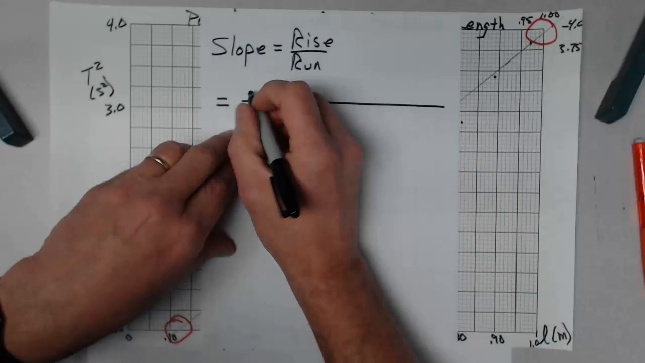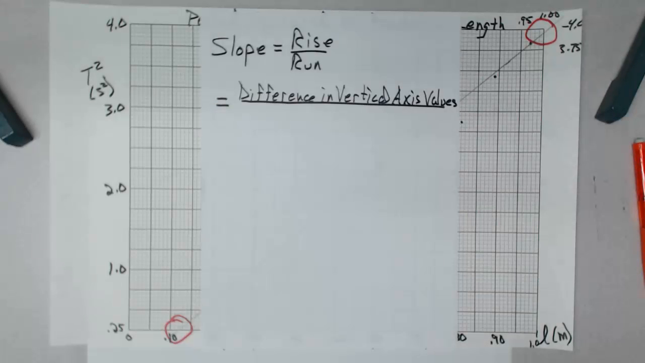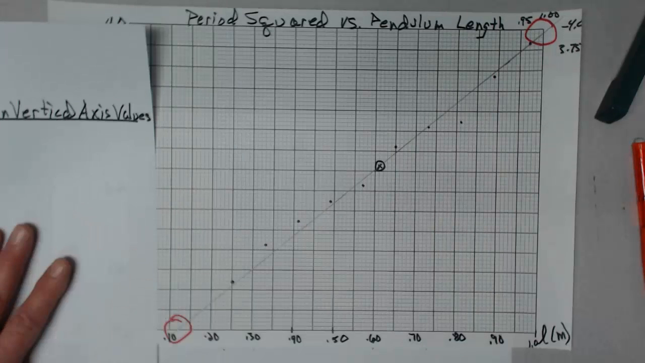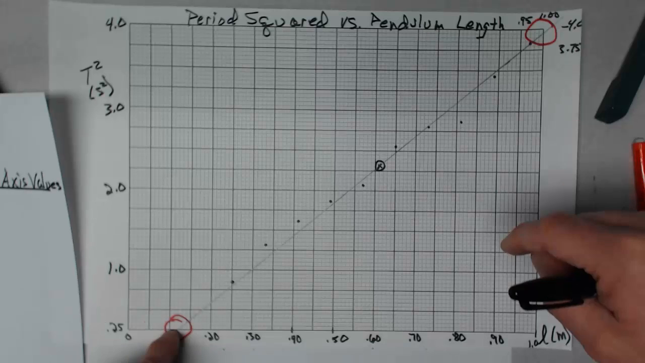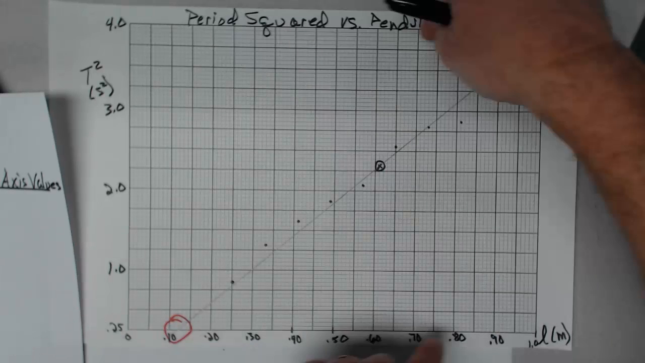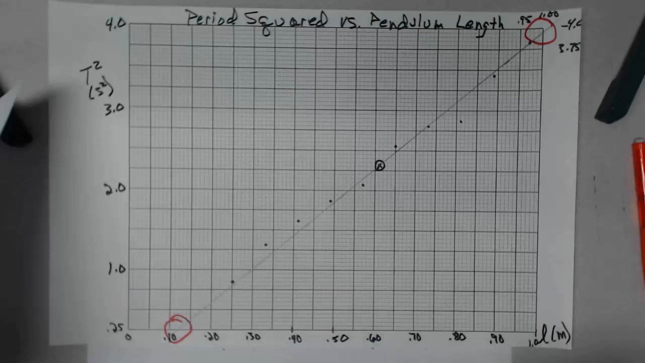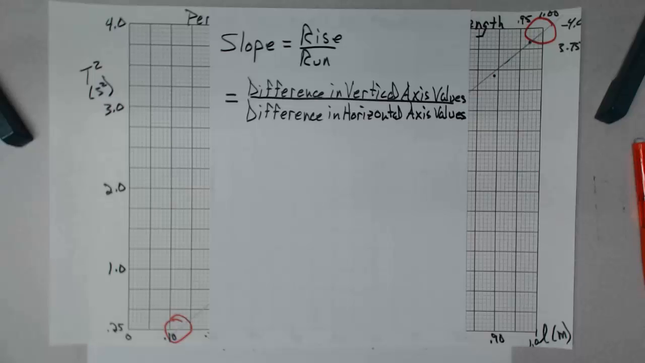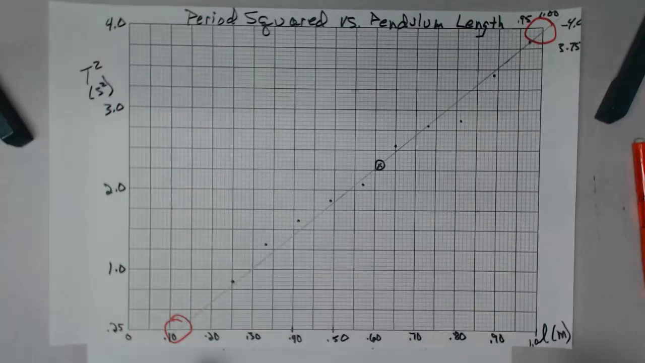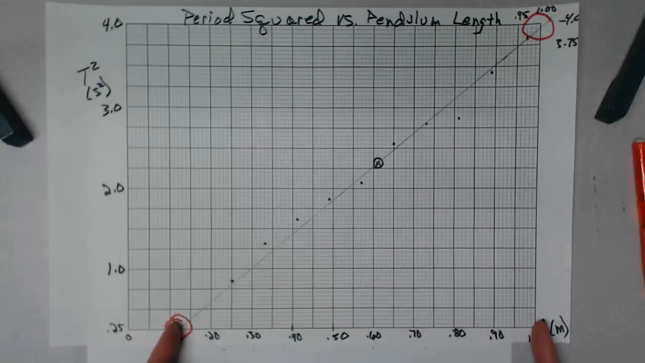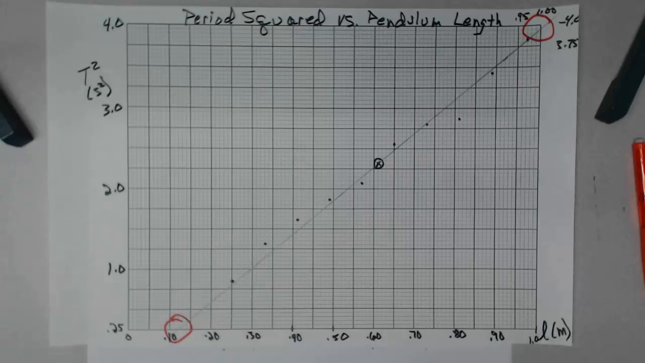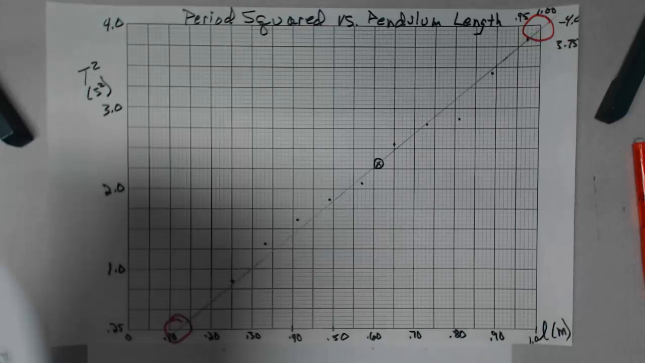The rise ends up being the difference in vertical axis values. So rise ends up being how far is it from here to here, but only on the vertical axis. That's what the rise is. The run ends up being the difference in horizontal axis values. Well, on our graph, that will be how far is it from here over to here, just measured along the horizontal axis. That's how we calculate the slope.